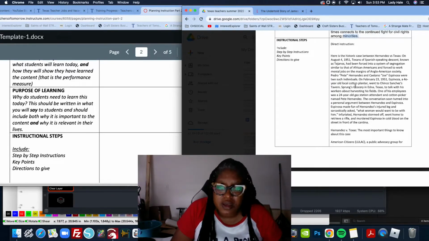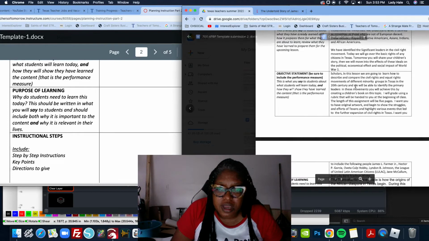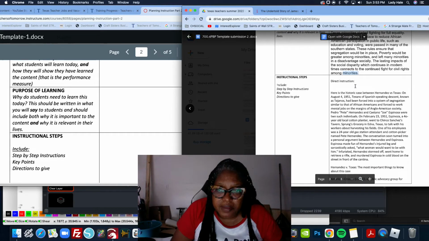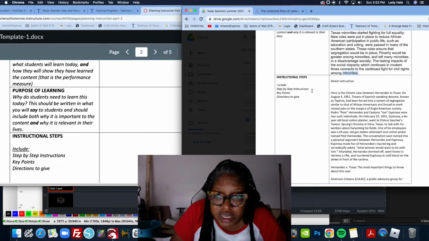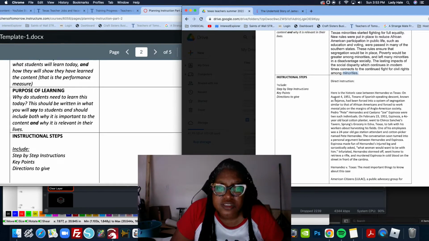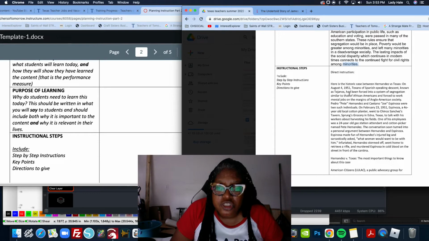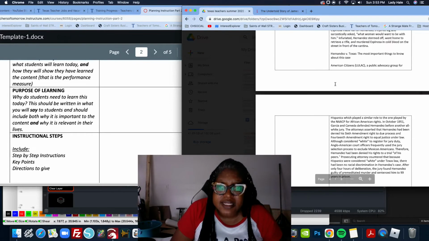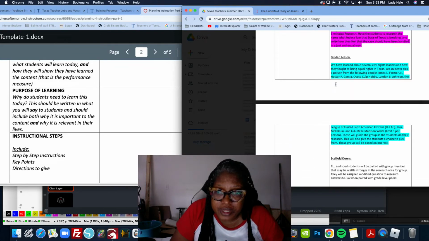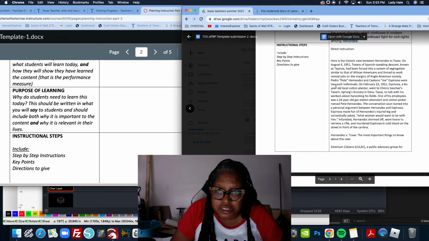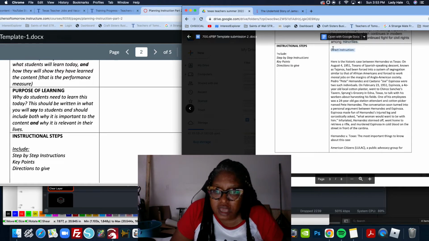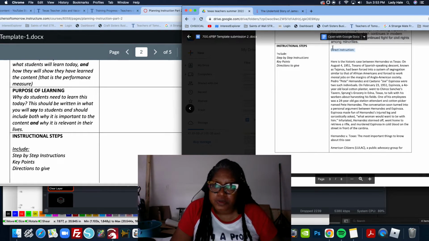So here we go. I broke this down for direct instruction and all that, right? This is in your instructional steps, okay? It says include step-by-step instructions, key points, and directions to give. So what I did was literally go down through here and do my step-by-step instruction, okay? So I have my direct instruction. This may help you structure it.